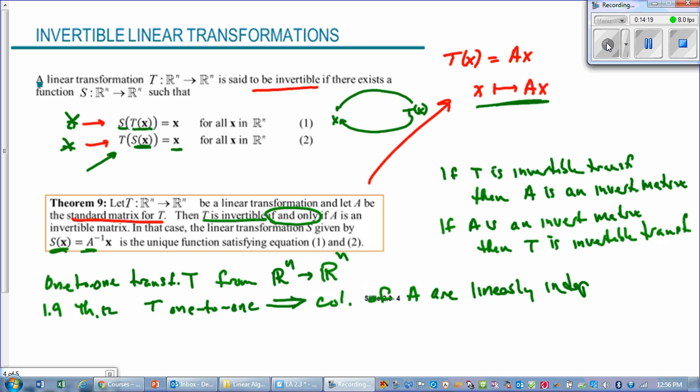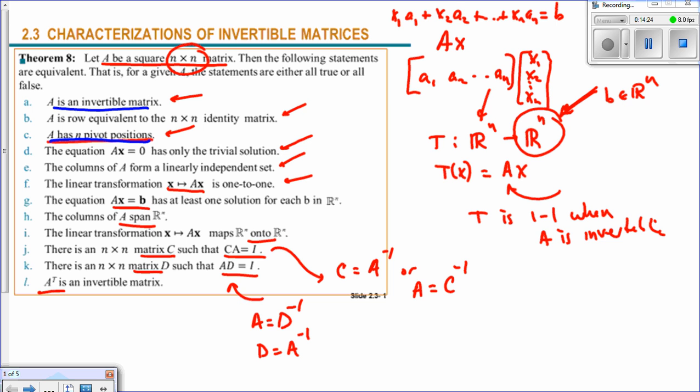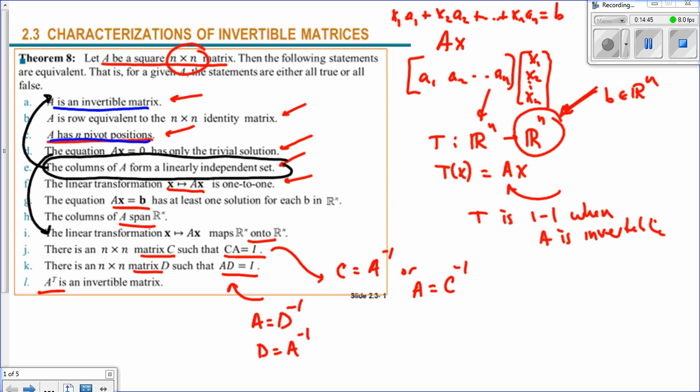Now, we have the invertible matrix theorem that says that if the columns of A form a linearly independent set, then all of these other things are equivalent to it, which means that the matrix A is an invertible matrix, or that the linear transformation x to Ax maps Rn onto Rn. So we now know that the matrix A is invertible. And we also know that the transformation will be onto.